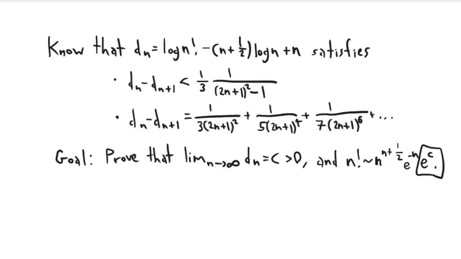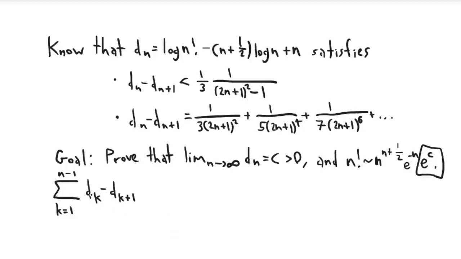So what else can we say about the forward difference of d_n? It has a nice telescoping property, right? Meaning if I sum over k equals 1 to n minus 1, and here I'll assume that n is greater than or equal to 2, so that the telescoping can happen in the way that I want it to, and I'm going to add d_k minus d_(k+1).